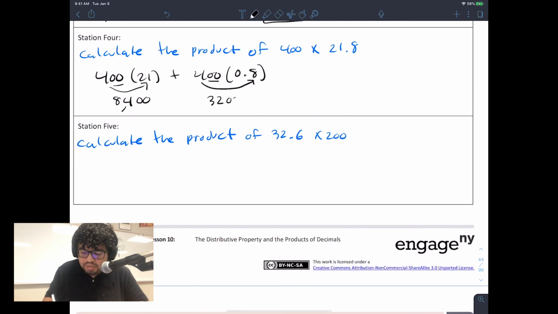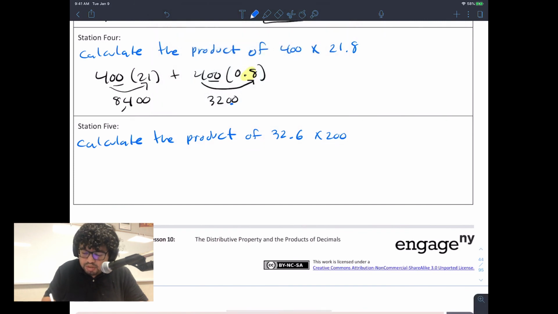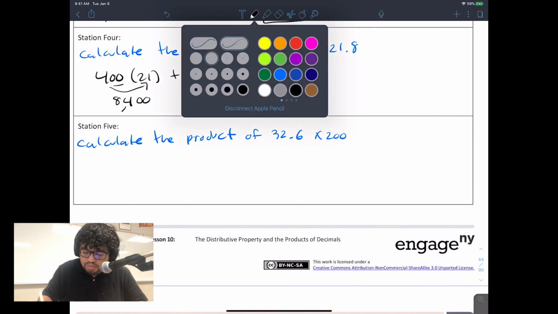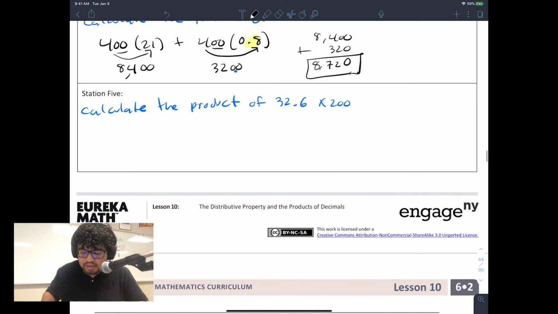And then now you add back the 2 zeros. Now remember, there's one number to the right of the decimal point. Therefore, you must also place a decimal point so that there's one to the right, and that makes it 320. So then I do my addition. That will be 8,400 plus 320. So 0 plus 0, 0. 0 plus 2 is 2. 4 plus 3 is 7. And 8. So my answer is 8,720.